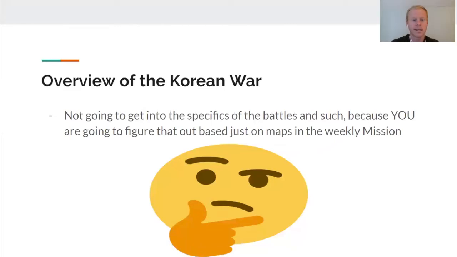Now, I'm not going to get into the specifics of the battles and what actually happened in the Korean War, because you're going to figure that out based just on the maps that you're going to work through in the weekly mission. You're going to use those maps to be able to tell what happened specifically in the Korean War.